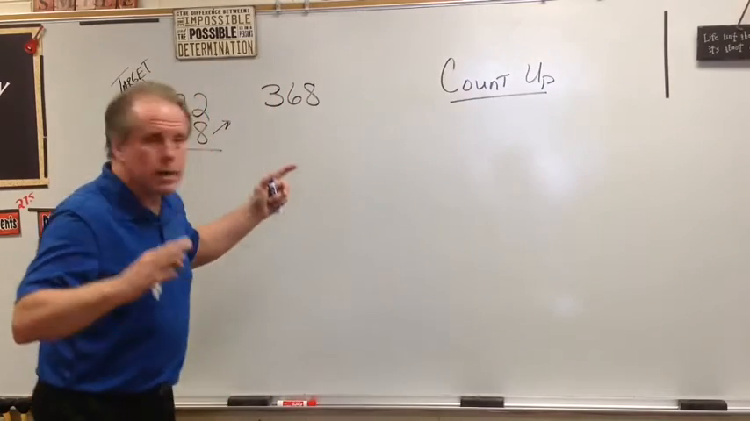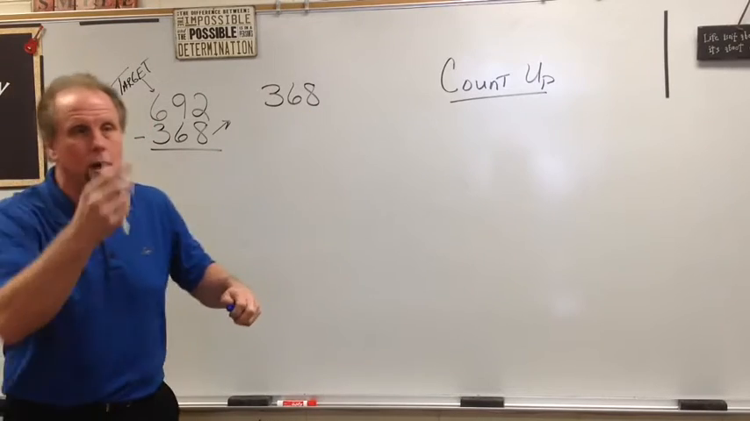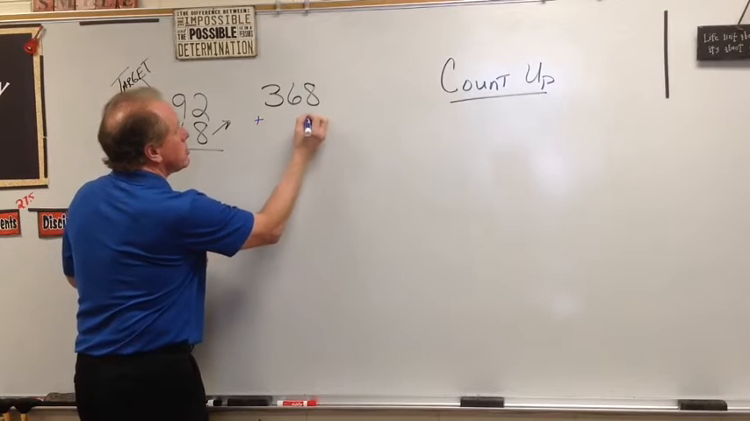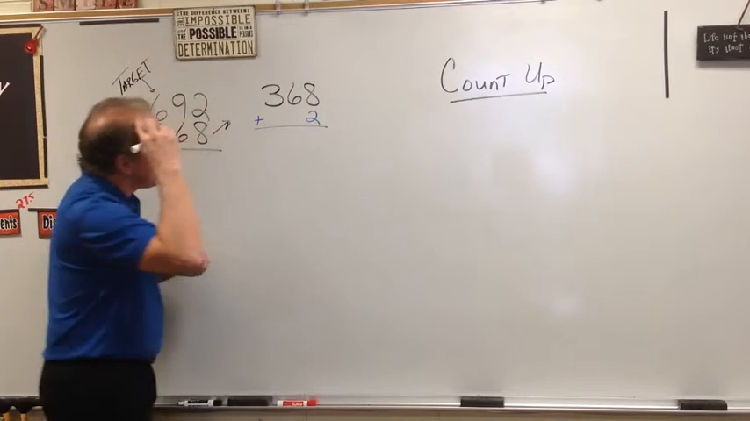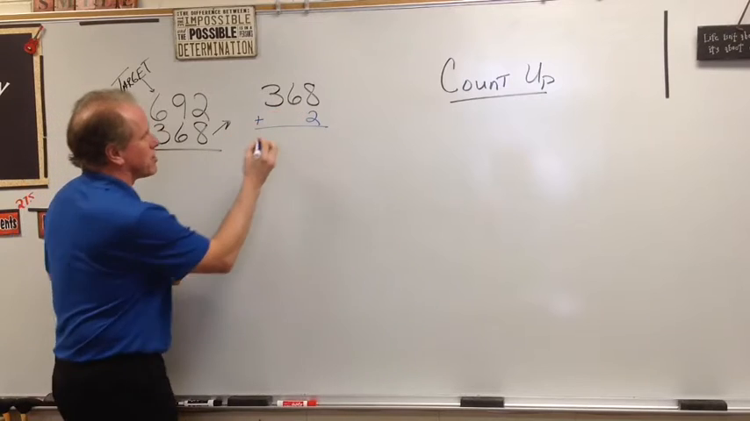So, guys, how am I going to make an 8 into a 0? Hudson? Add a 2. Okay, we're going to add 2. So go ahead, guys, on yours, do that. We're going to add 2. And 368 plus 2 makes it 370.